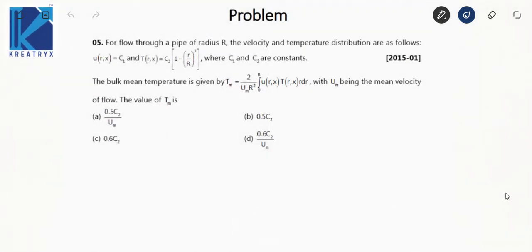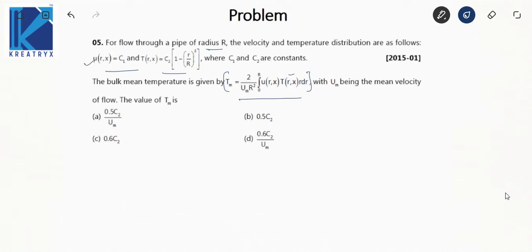Again the use of equations. Most of the students will think that it is better to leave this question rather than spend time on it, and they will leave the question without even studying it. Just read the question once. For flow through a pipe of radius r, the velocity and temperature distribution are given.